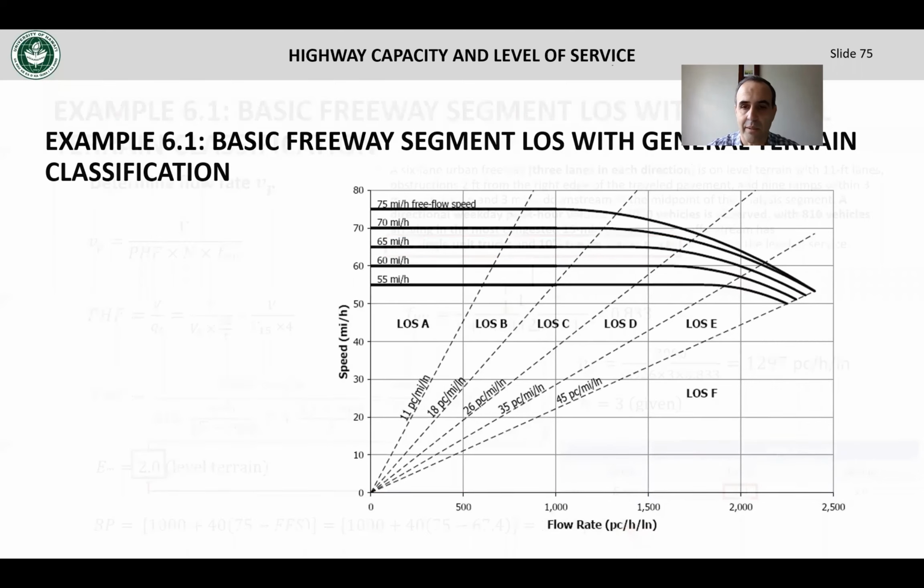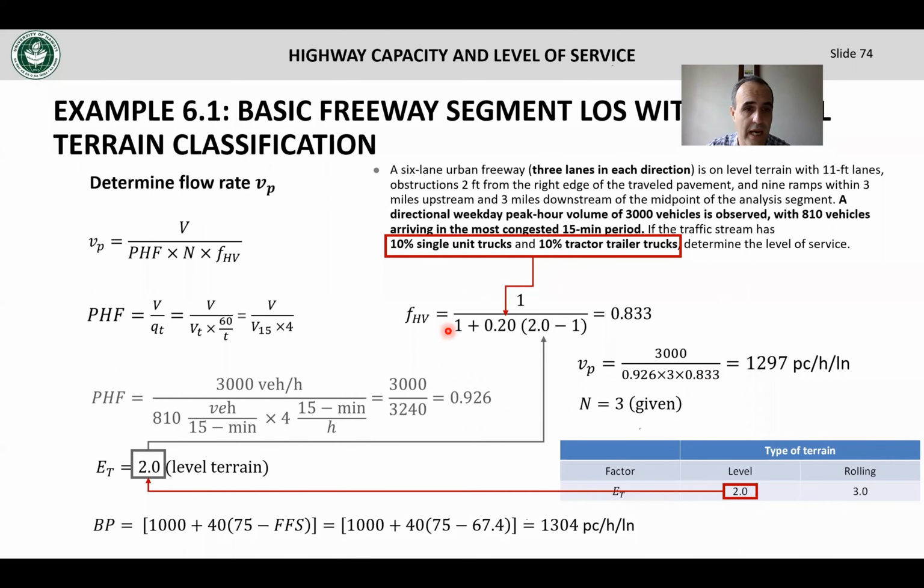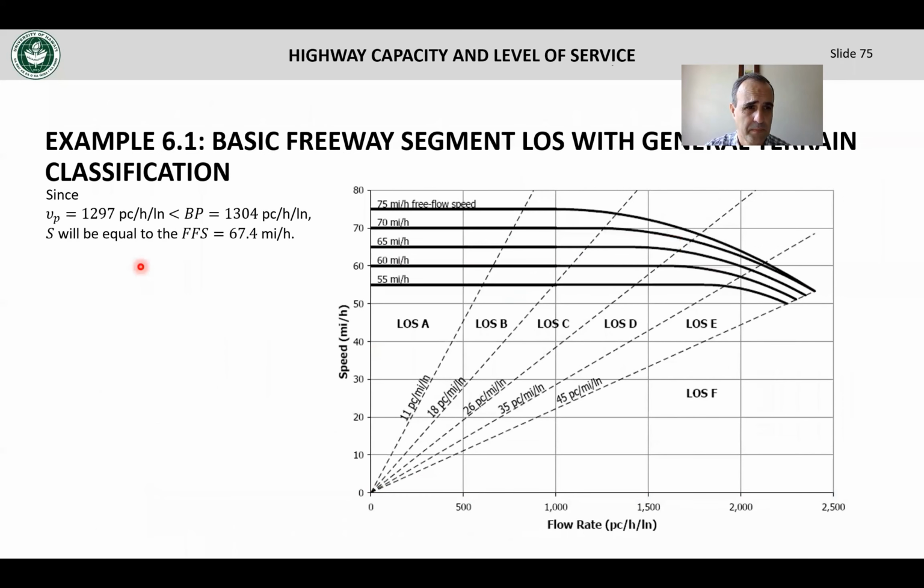Okay. So now we can determine our level of service. We have the flow rate, and the free flow speed was 67.4. So we can do two things. If we try to do things numerically, first recognize that our flow rate of 1,297 passenger cars per hour per lane is less than the breakpoint, which is 1,304. It's slightly smaller, right? So that means that whatever my curve is, our flow rate is to the right of the breakpoint. So that means that the speed will be equal to the free flow speed of 67.4.